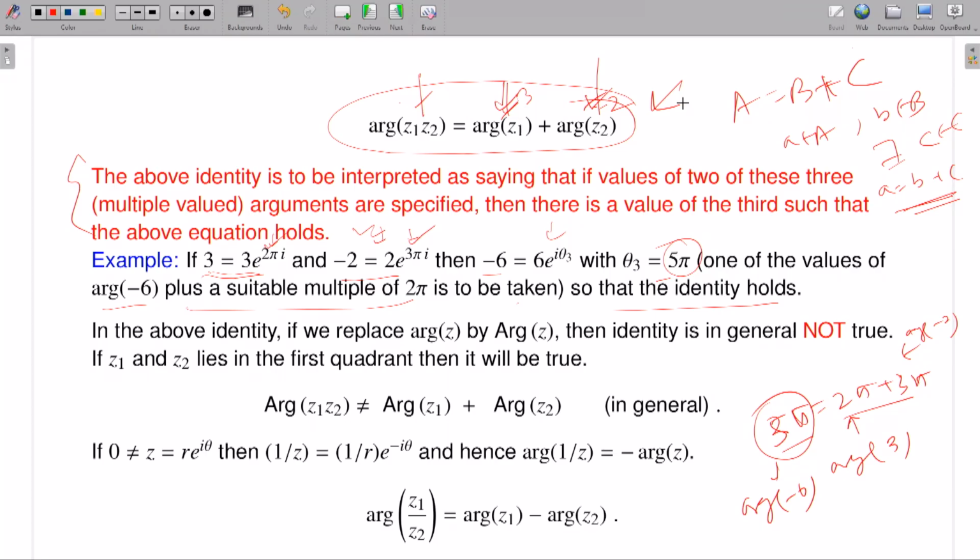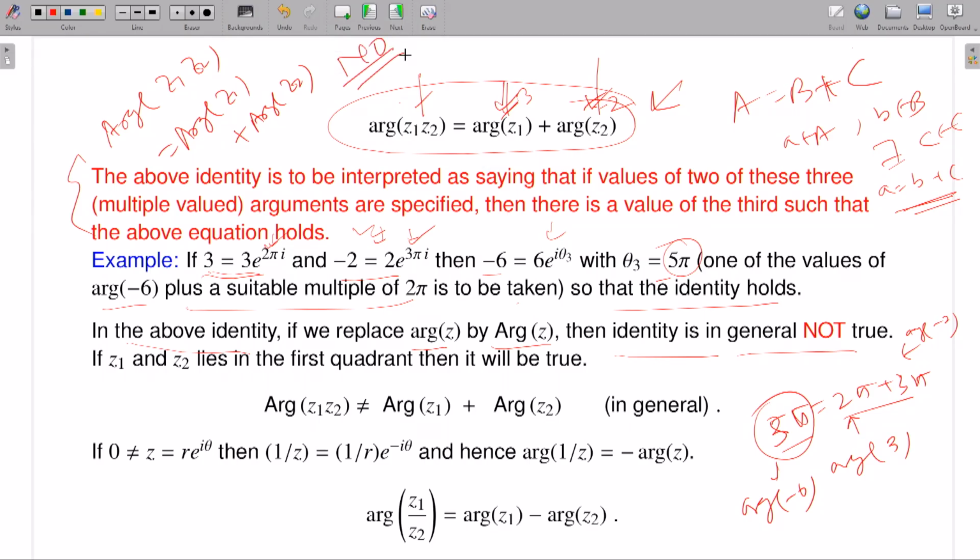Okay, but there is a very interesting fact: in the above identity, if we replace small arg by capital Arg, then the identity is no more true. So what I'm trying to say is, can I replace this small arg by capital Arg? That means, can I say that capital Arg of Z1 times Z2 is the same as capital Arg of Z1 plus capital Arg of Z2? The answer is no.